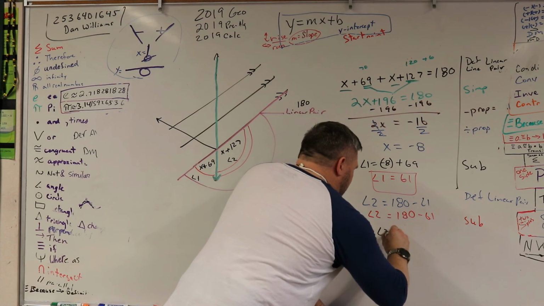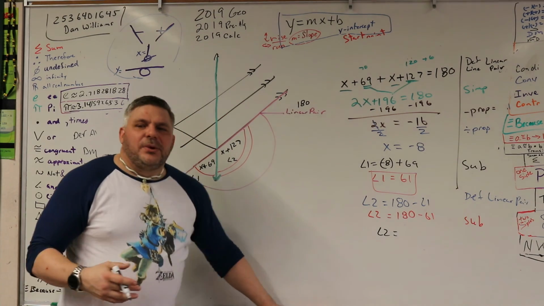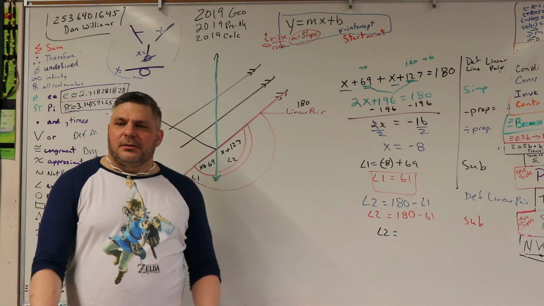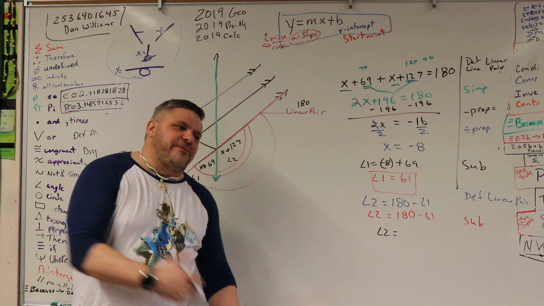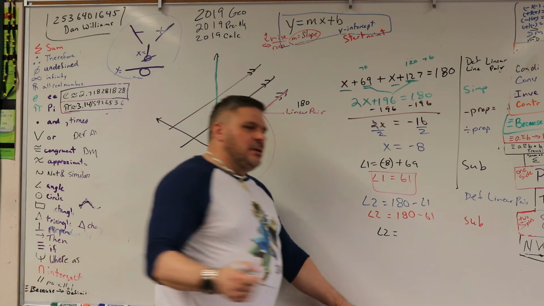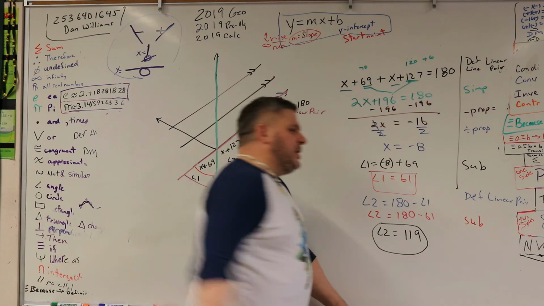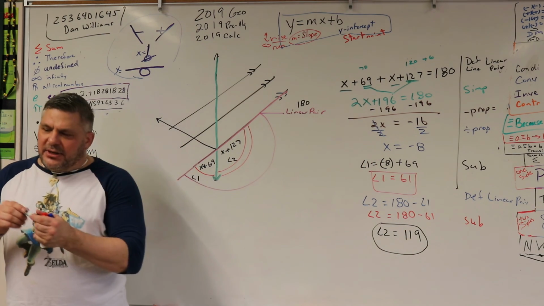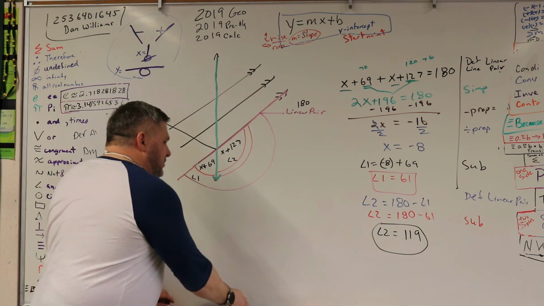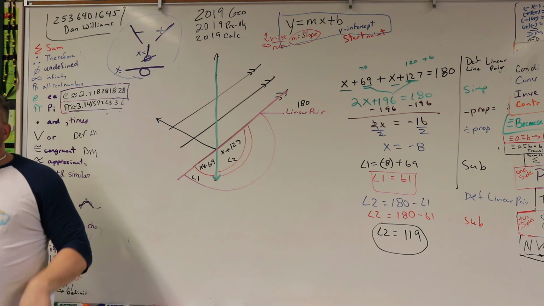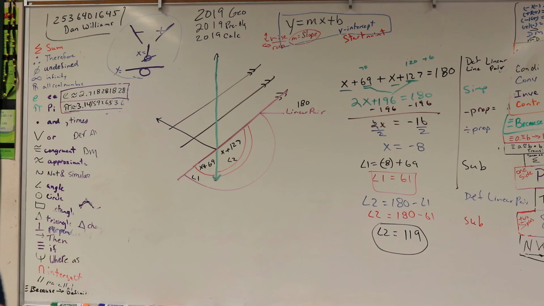angle 2 is equal to, what's 60 from 80? 20. 1 from 20, 19. So 119. So we got 119 and 61. And then you double check and you add them up and you make sure that they add to be 180, right? And that's it. A linear pair. That's chapter 1 right there.